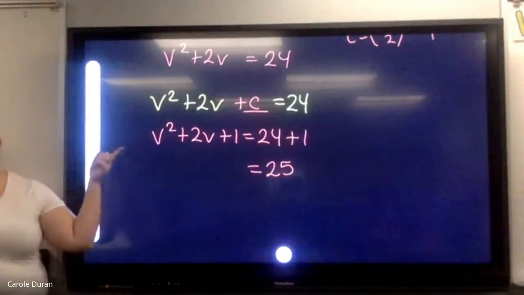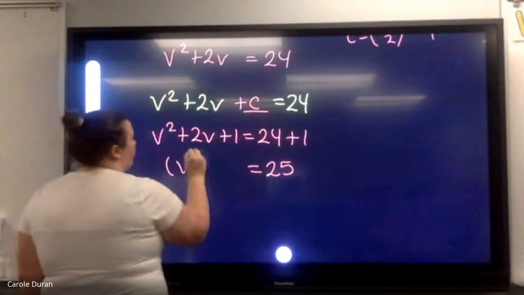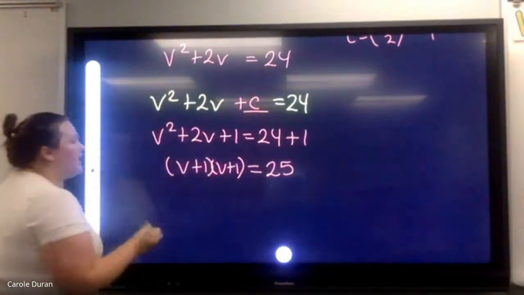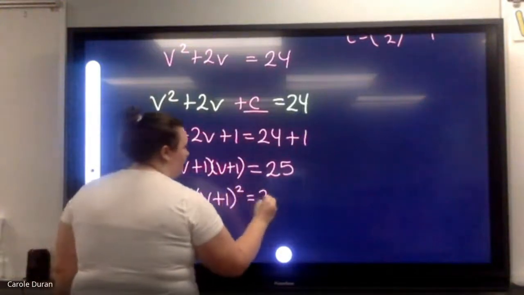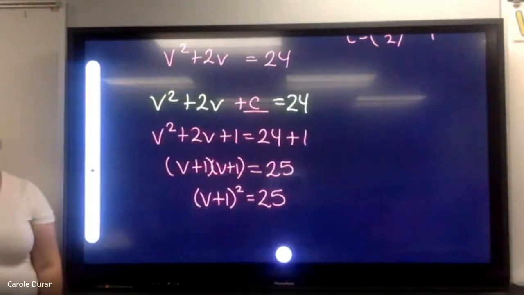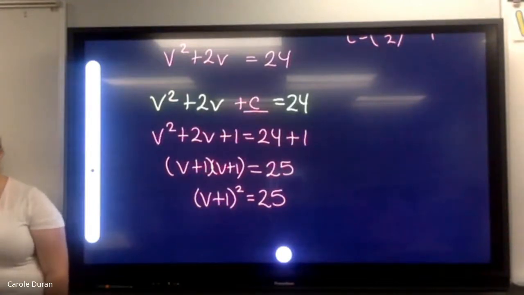My left side is a perfect square trinomial, so it's going to factor into v plus 1 times v plus 1, which I can rewrite as v plus 1 squared. I'll pause. A little bit confused now. And then we're just going to solve for x.